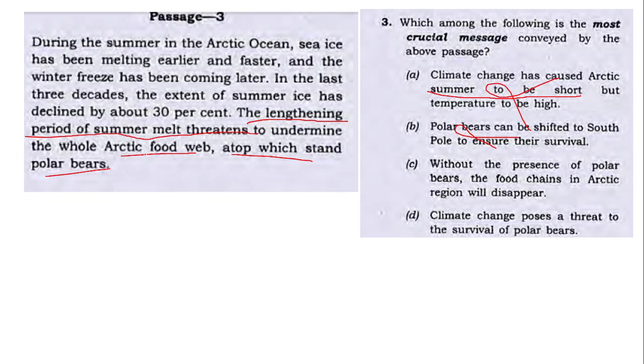It says that in the Arctic food web, atop which stands the polar bear. That is, polar bear is the top. Okay, this is the top, not in the bottom. So on the top, whatever is there, it completes the bottom. For example, we know the common example of grass, grasshopper, frog, then deer, then a tiger. Okay, tiger is on the top, right?